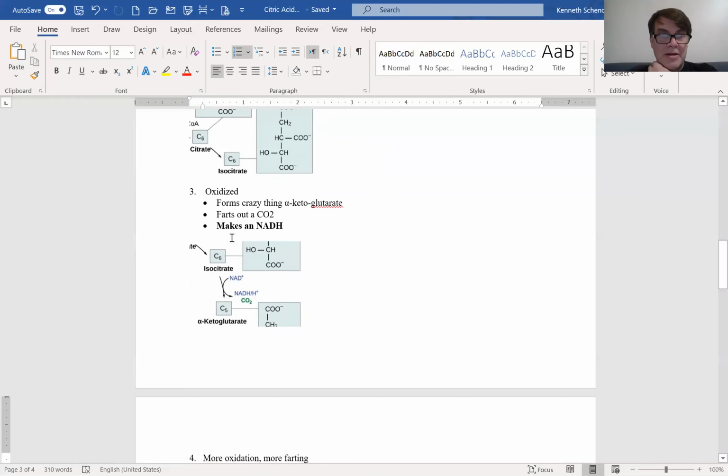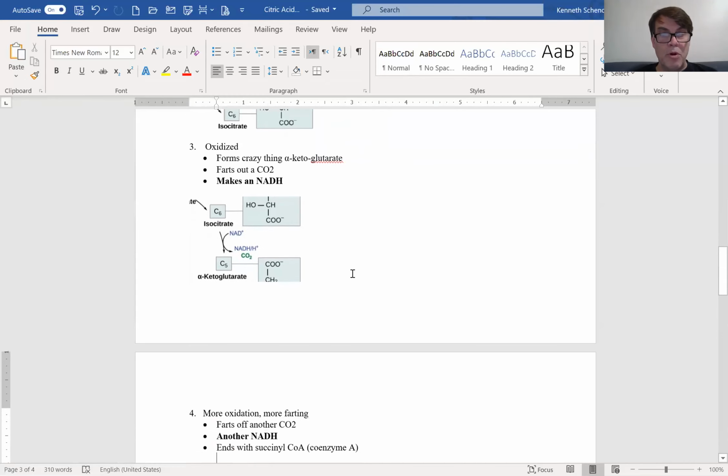Citrate, isocitrate, and here it becomes alpha ketoglutarate. Well, I'm not going to drink that. Who wants ketoglutarate? It loses a CO2 and makes an NADH. So remember, we're going to make 3 NADHs in this cycle. There's the first one in step 3. Makes an NADH. You can see that in there.